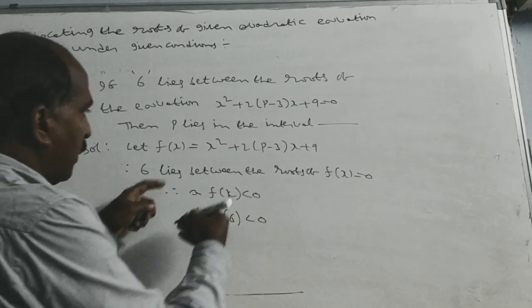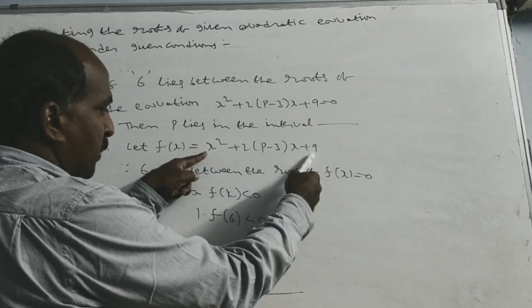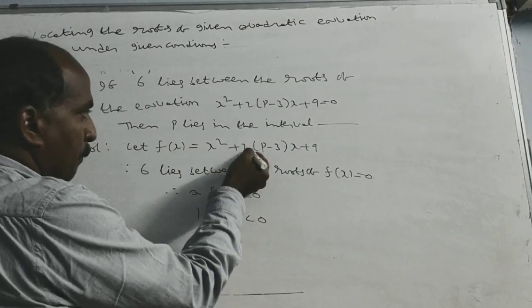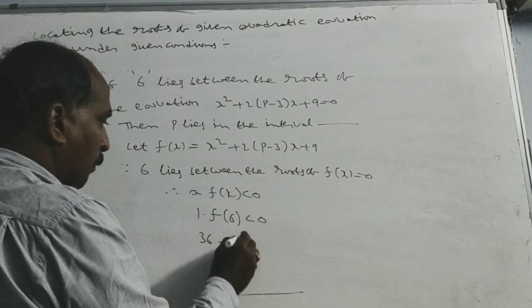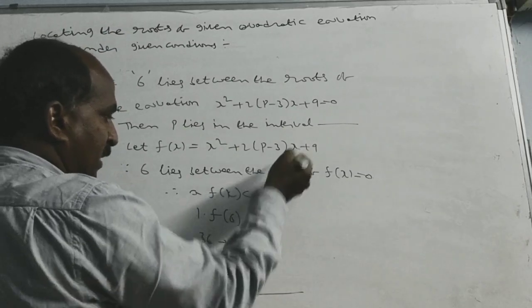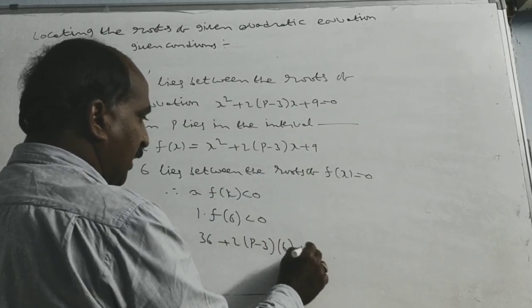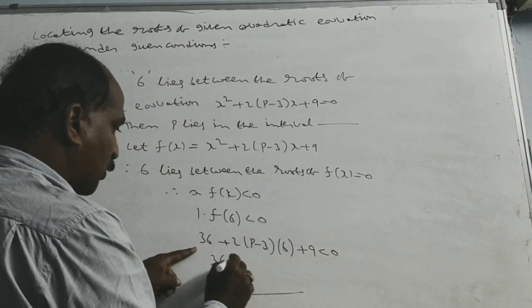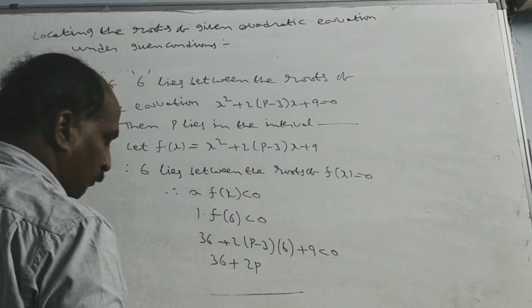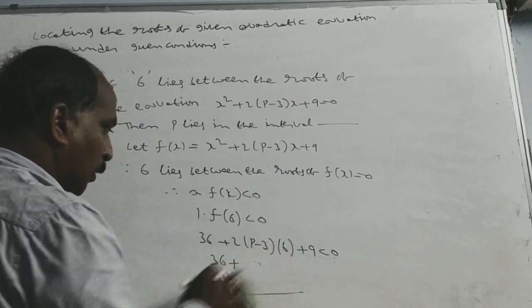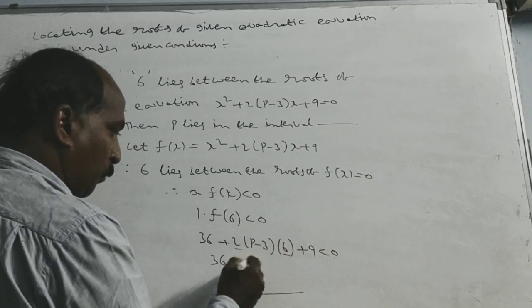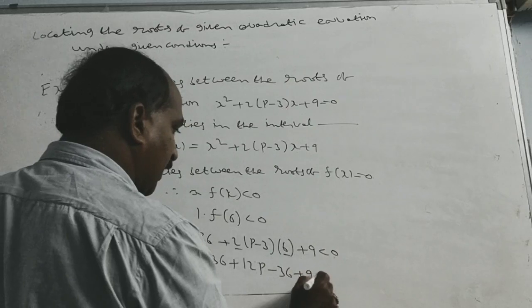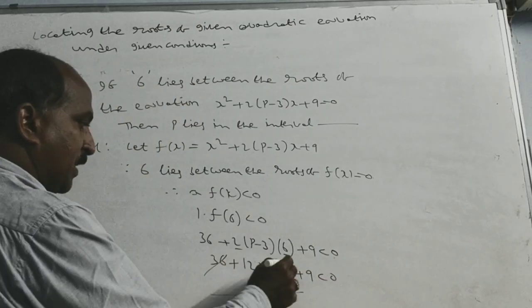Put x equal to 6 in this quadratic expression, we get f of 6. x square means 6 square, 36, plus 2 into p minus 3 into x. Value of x is 6, plus 9, which is negative. So 36 plus 2 into p, 2p, plus 2 into 6, 12, 12p, 12 into minus 3, minus 36, plus 9, negative. So 36 minus 36 cancelled.